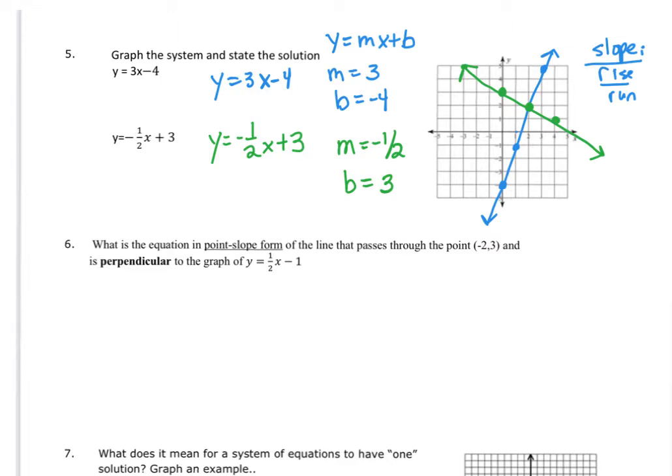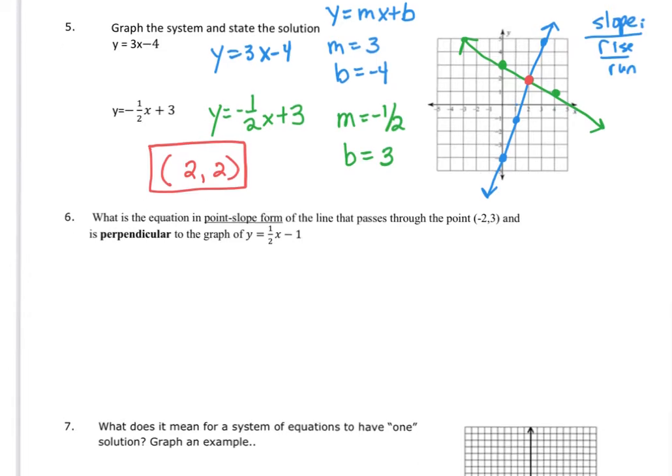So now the solution is the intersection of those two lines. Excuse me. So my intersection is, my x value is 2 for that point, and my y value is also 2. So the solution to my system of equations is the ordered pair (2, 2). So that's pretty simple.